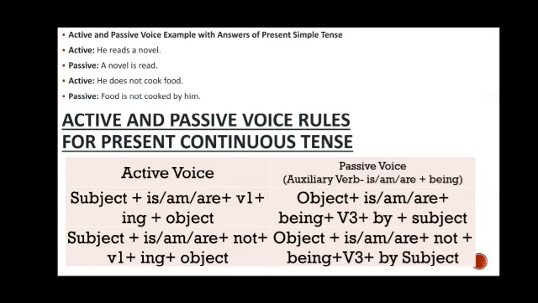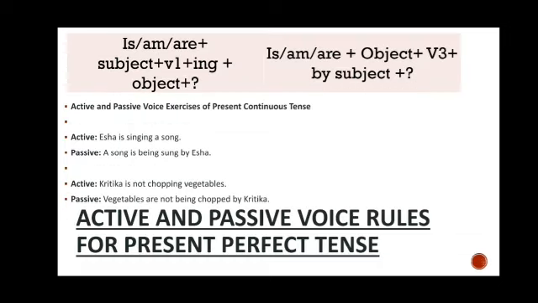Okay, and while we are adding not, then subject, is, am, are plus not plus verb first form ing, then object is coming. If interrogative is given, then is, am, are will come first, then subject, then verb first form ing, and after that object. Okay, now see the example.